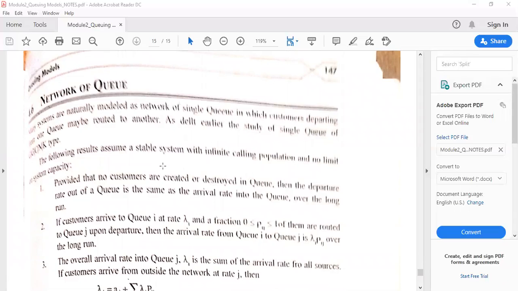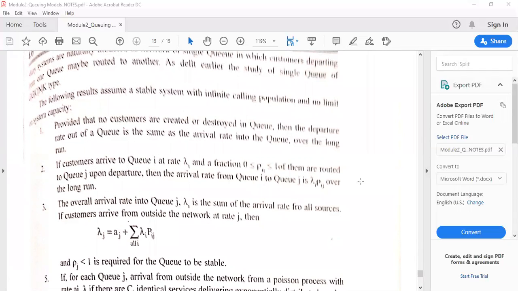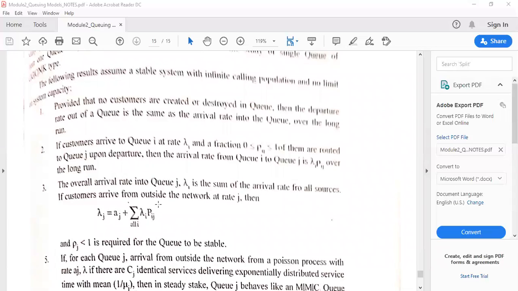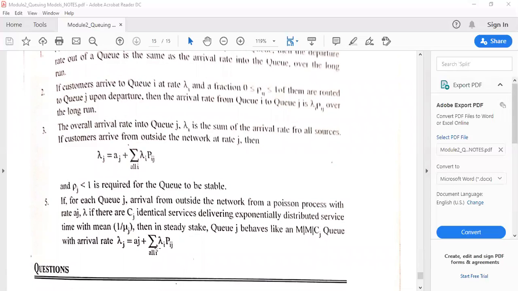Under network of queues, we have a few points to remember. That is, no customers are created or destroyed in the queue. If one customer is arriving at one queue and going to one more queue, then what is the arrival rate of that particular customer? What is the overall arrival rate into Qj? The last point is, if for a Qj the arrival is from outside the network from a Poisson process, then how do you calculate the arrival rate in the steady state?